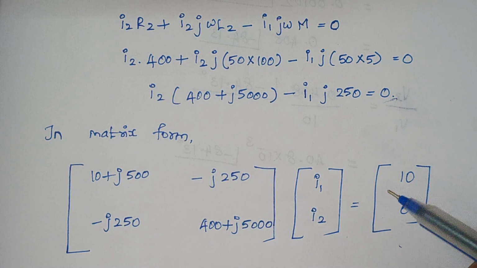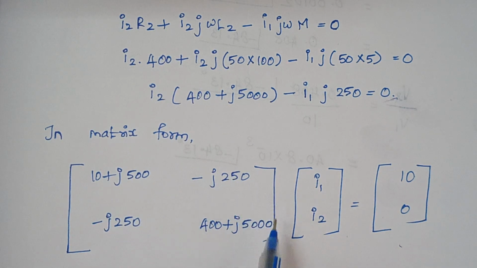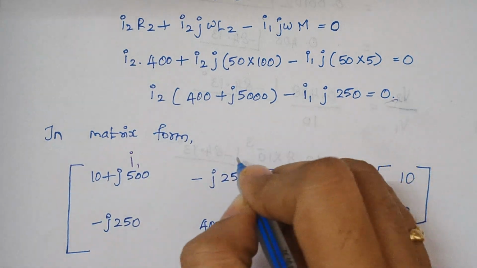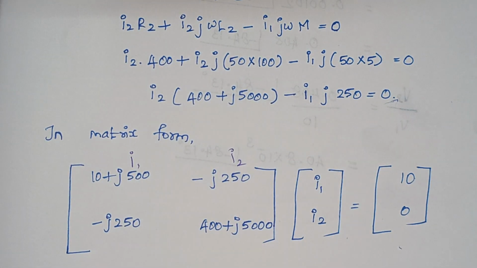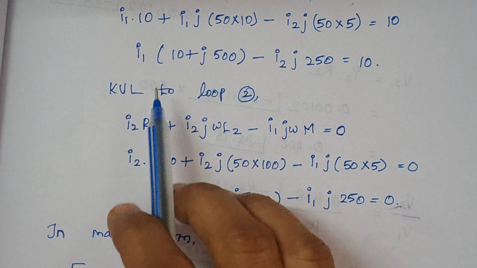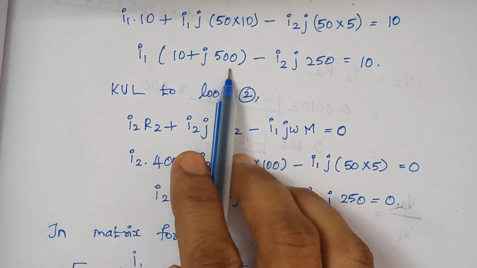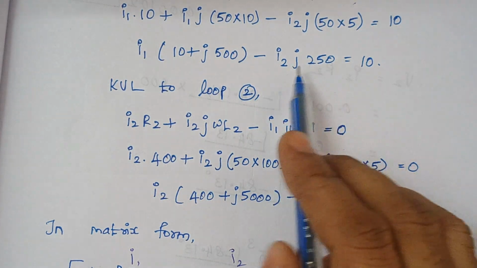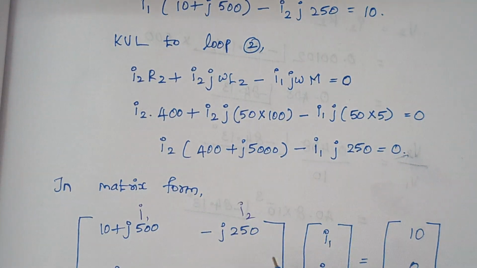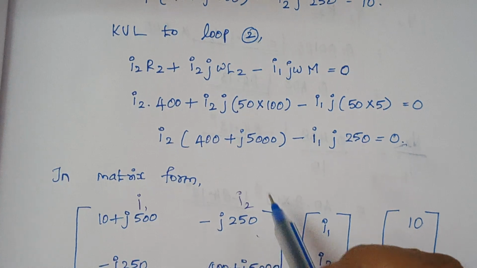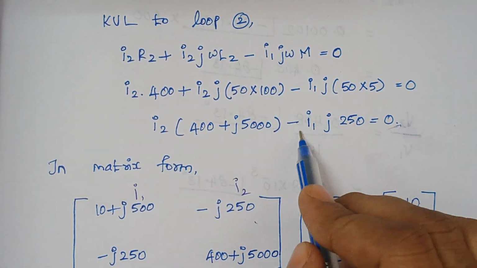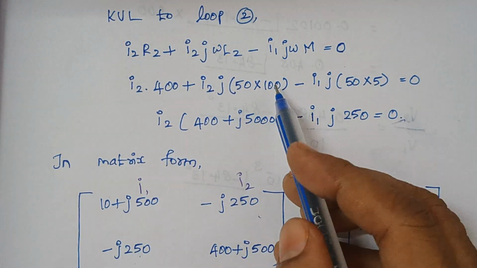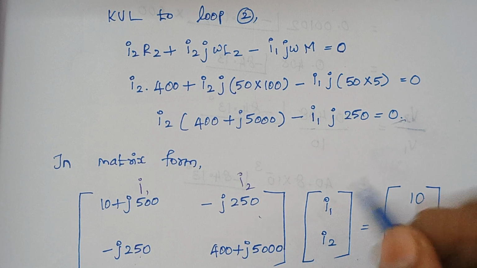I believe you know how to write it in matrix form. Here lies the coefficient of I1, and here is the coefficient of I2. When you look at this equation, the coefficient of I1 is 10 plus J 500, so it is written here. The coefficient of I2 is minus J 250, written here. Similarly, in this equation, the coefficient of I1 is again minus J 250, and I2 is 400 plus J 5000.